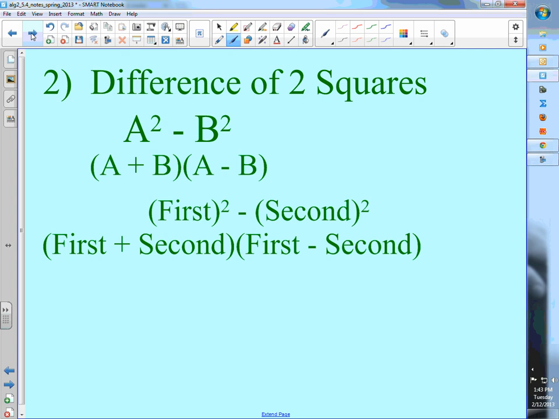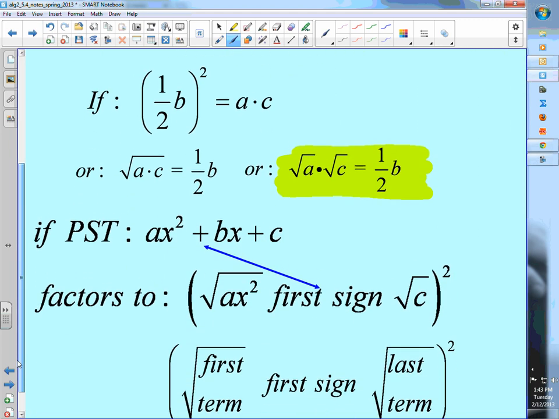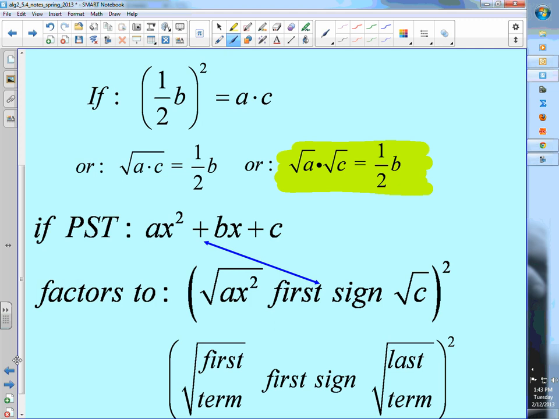Okay? Difference of 2 squares: something squared minus something squared, first plus second, first minus second. The third step, perfect square trinomials. I showed you a variety of ways to look at them. You can go online and see these again. Half of b squared equals a times c, or the square root of a times c equals half of b, or this is what I use, root a, root c. If that product equals half of b, I know I got a PST.